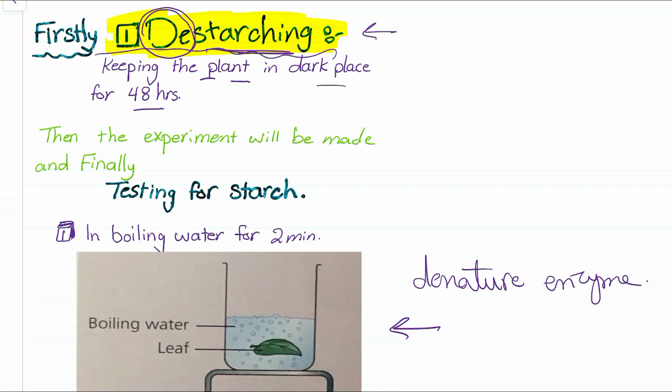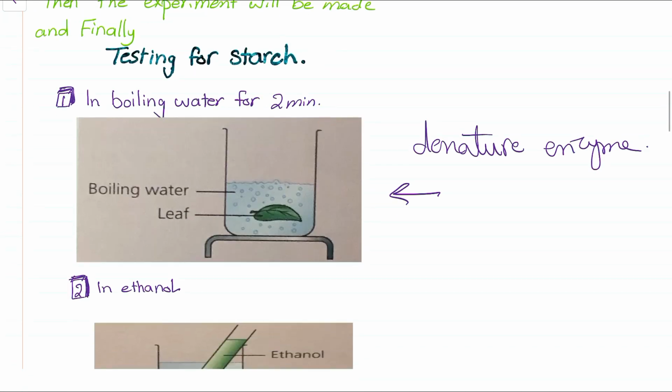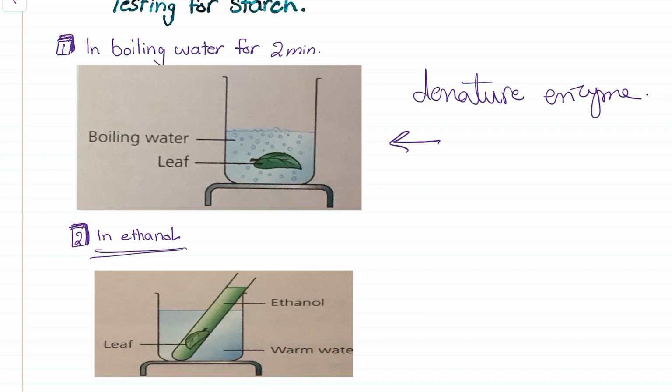Okay, what else? We need to destroy the cell wall. This is a plant cell covered with cell wall. To be sure there is no more cell wall, we boil the leaf. We add the leaf in the boiled water. Secondly, we add this in ethanol.